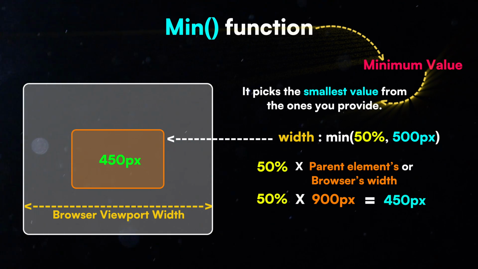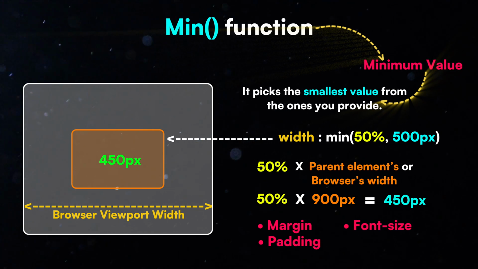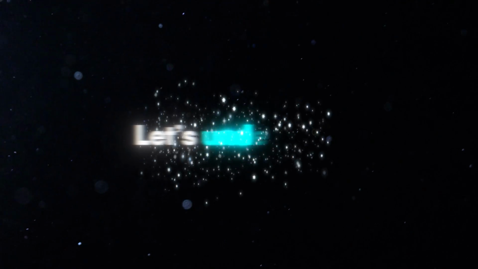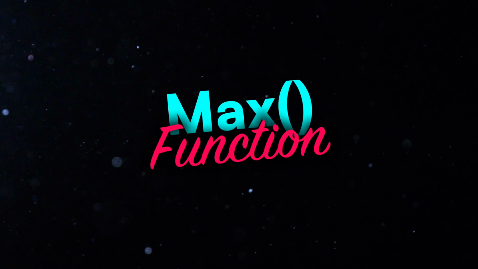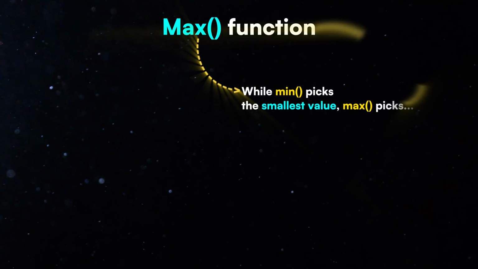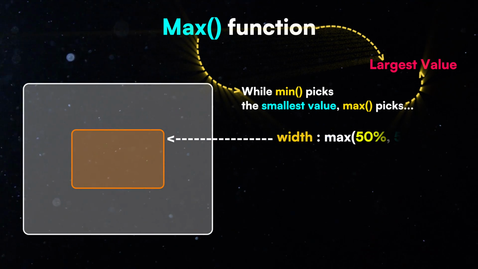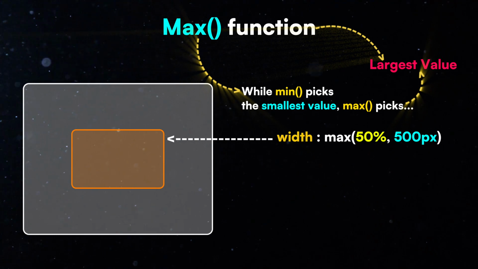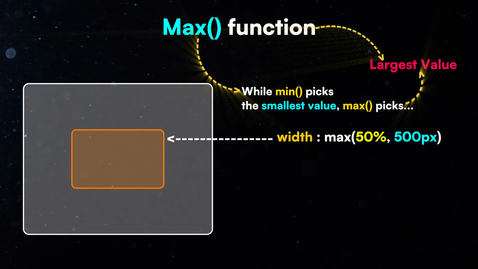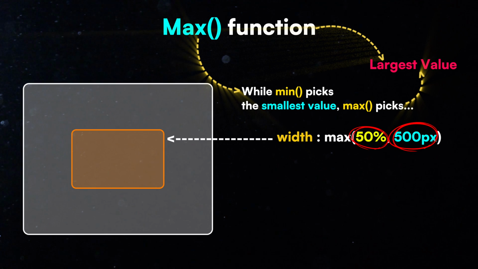You can also use the min function with properties like margin, padding, font size, and even box shadow. Let's understand the CSS max function. It works opposite to min. While min picks the smallest value, max picks the largest one. For example, if you write width: max(50%, 500px), the browser compares both values and applies the larger one.